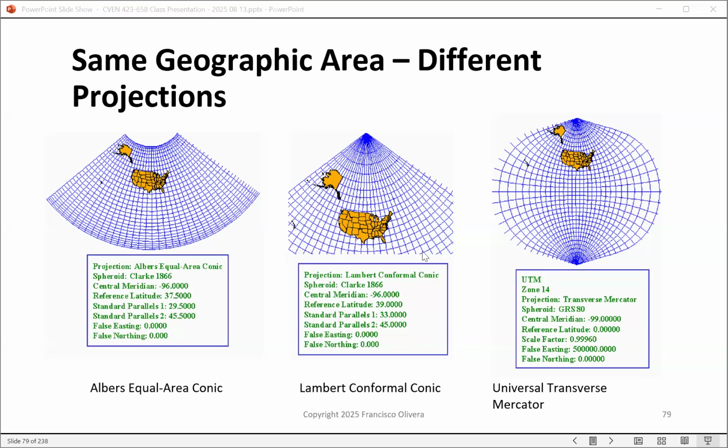You can see in this Albers equal area, the North Pole is this line, is an arch. In this Lambert conformal conic, the North Pole is going to be a point. In this universal transverse Mercator, the North Pole is going to be a single point. So that would be about the different types of projections.